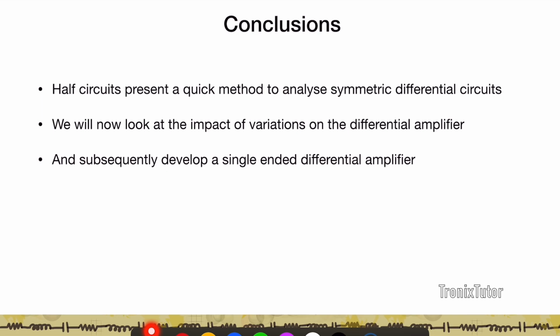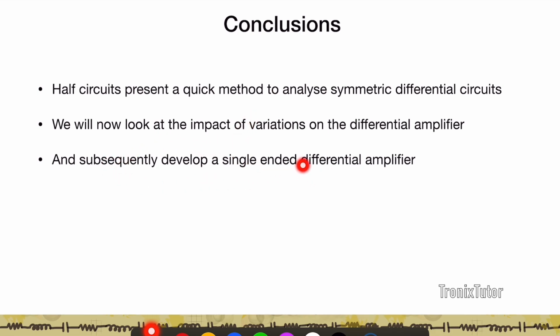So half circuits present a very quick method to analyze symmetric differential circuits. They're a very useful tool to understand how symmetric differential circuits work. Subsequently, what we look at is the impact of variation. So far we've looked at differential circuits which are identical, which are ideal. All transistors are matched, all resistors are matched. We'll see what happens when that's not the case, and almost all practical circuits have to deal with variations. So when you have variations in your design, you need to understand what happens to the output of the differential amplifier.